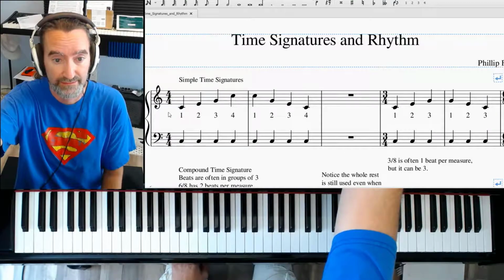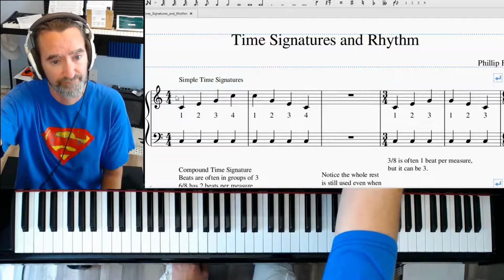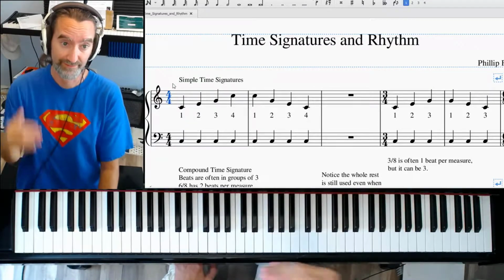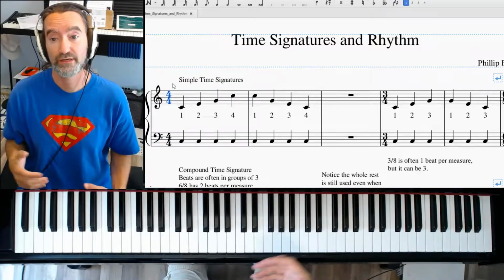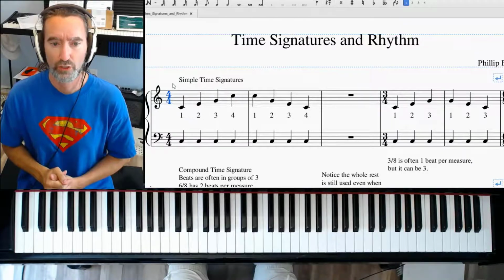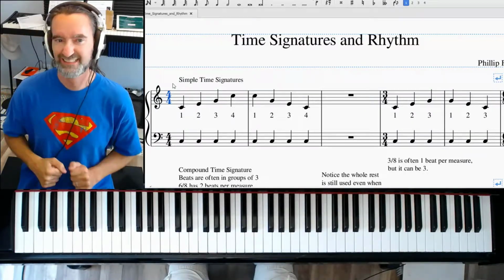So let's look at this number over here, 4/4. It's kind of like a fraction. This top number here, this 4 in the 4/4, on the top is going to tell you the number of beats in a measure or counts in a measure, or the number of a certain type of note in a measure. I actually like to think of it this way.